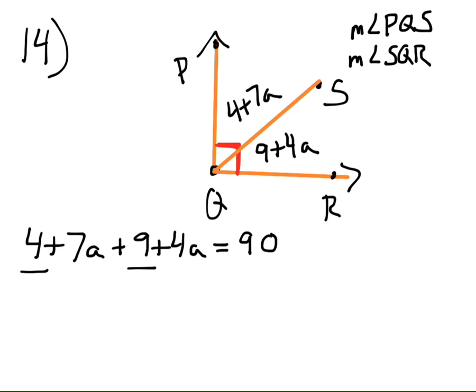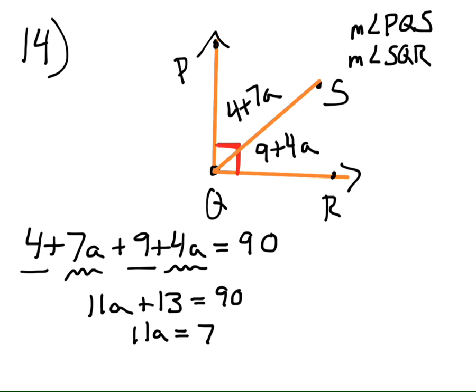Add my like terms. 7A plus 4A is 11A. 9 plus 4 is 13. Subtract 13 from both sides. So A is 7.